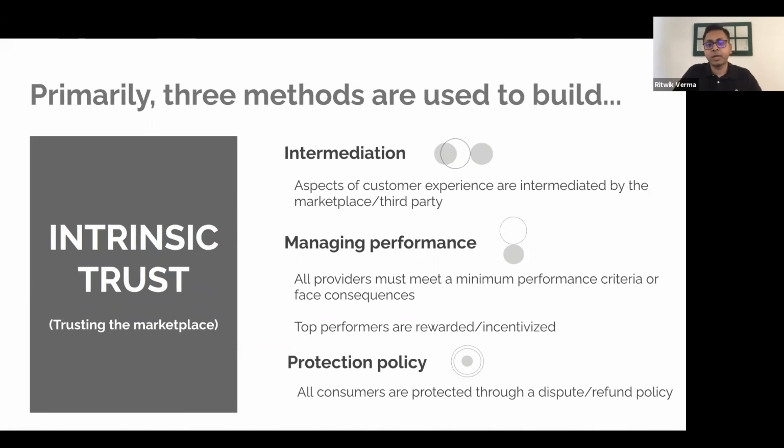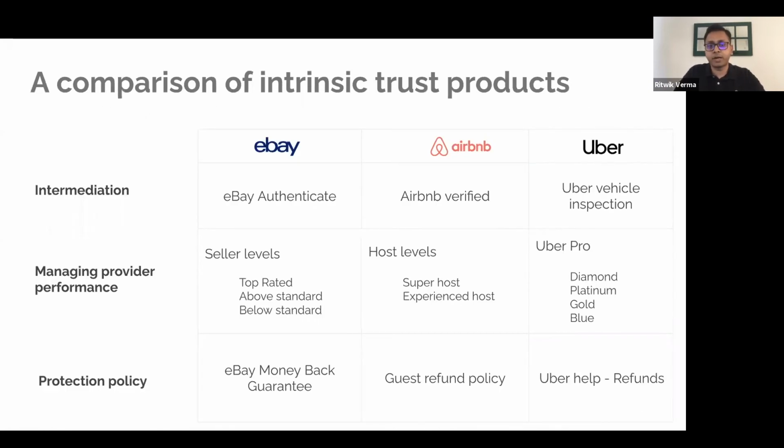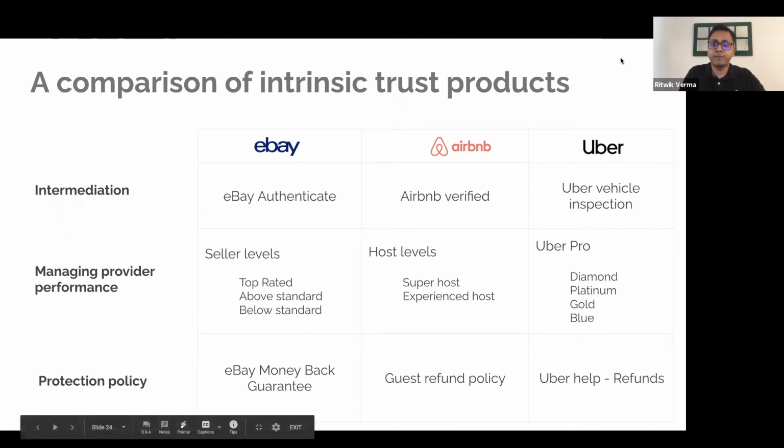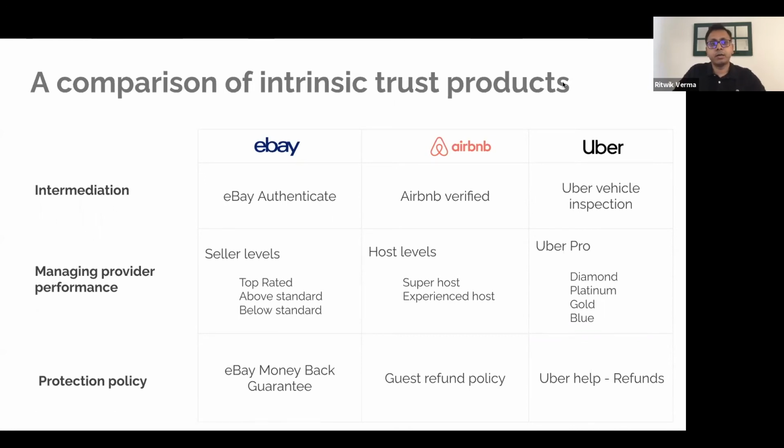So now let's look at how popular marketplaces such as eBay, Airbnb, and Uber have solved for these. Now, for the intermediation phase, eBay has a program called eBay Authenticate, where it gets some of the high value items authenticated, and that helps buyers trust those listings more than the regular listings.